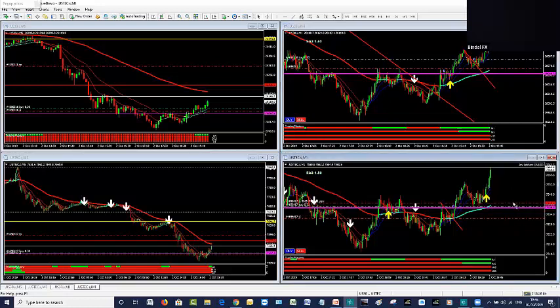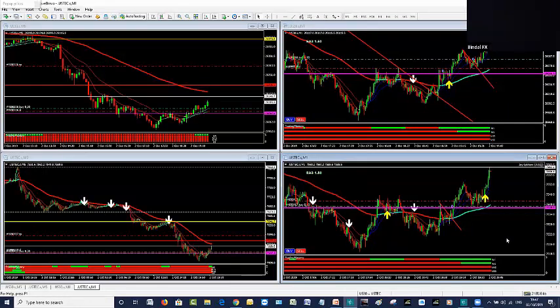So I hope this is really helping you: have you enter a trade, have you add to the winning position, have you take your TP1, have you trail your stops. Is that helping you guys?